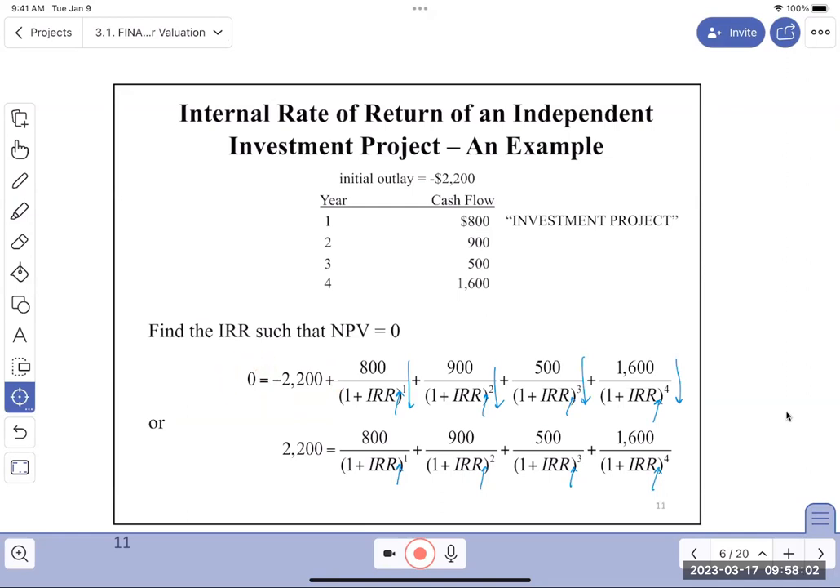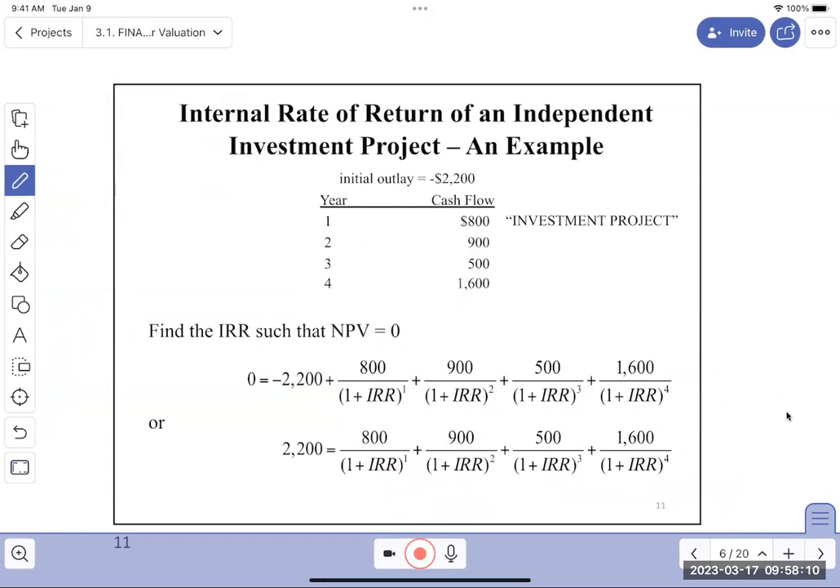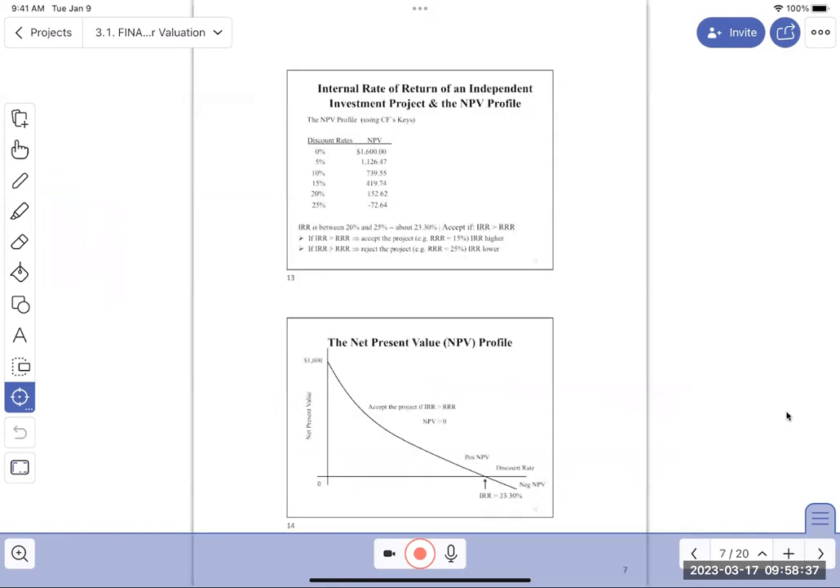So in fact, let's look at it a different way. Let's do it like this. As the discount rate falls, the overall number goes up, and it's better at offsetting the 2200. So we can depict this relationship.